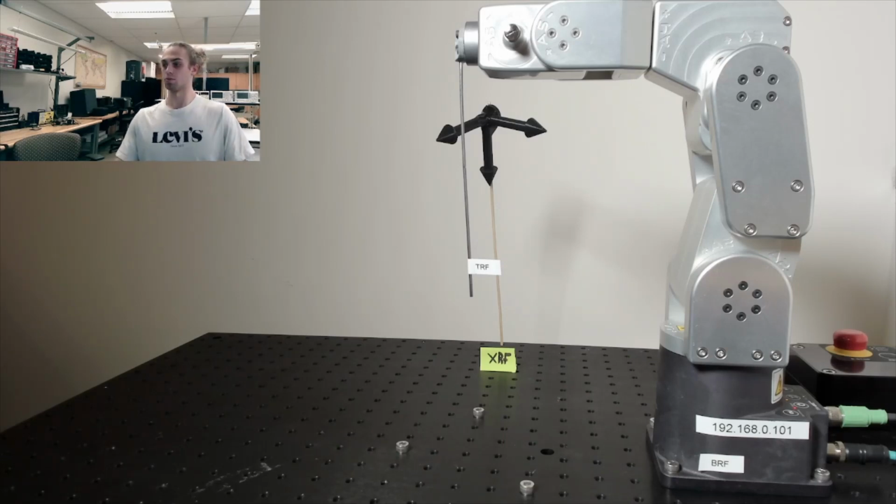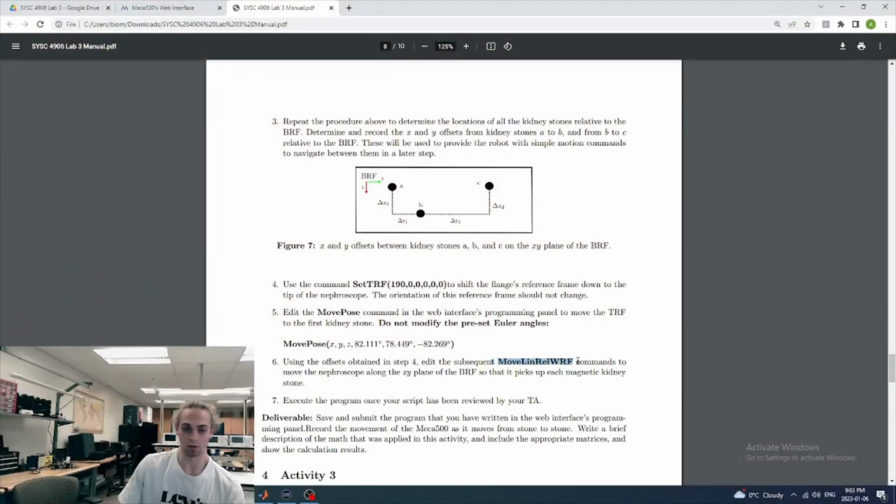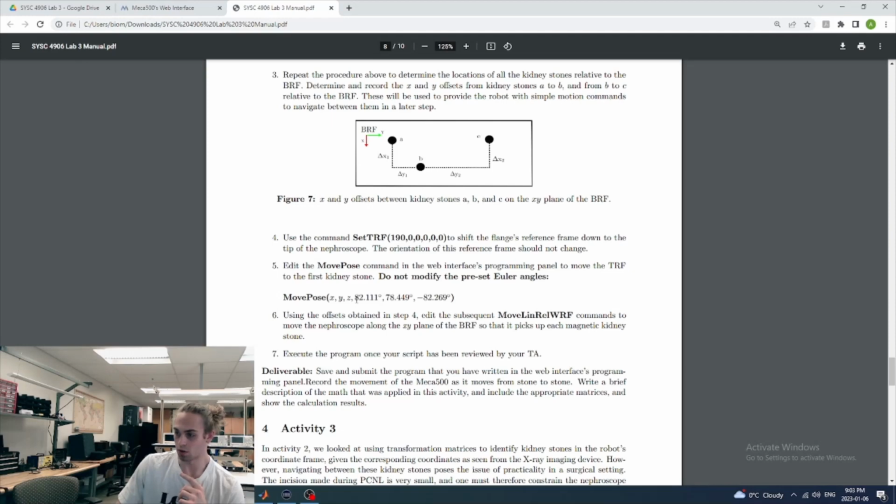So yeah, you're going to multiply the points observed by the XRF by the transformation matrix relating the BRF and XRF, like I explained. And then once you've obtained all of your points, you can just create offsets in the XY plane so that you can move the needle to the first one using the move pose command, and then you can use the move lin relative to the world reference frame command for the rest of them. I've given you the Euler angles for the first one for the move pose command, just so that you know where to point it, because this had to be determined experimentally.